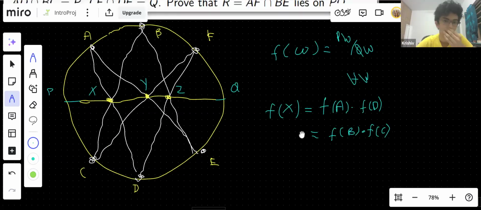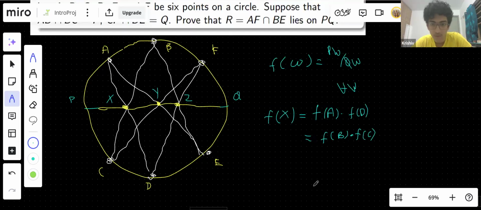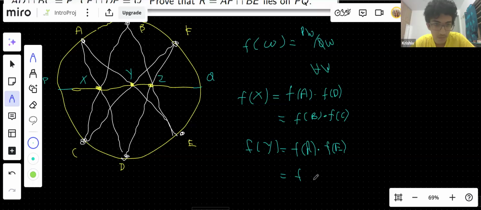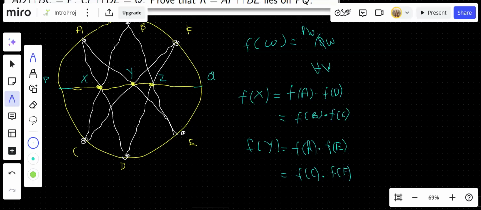Cool. And now let's look at f of y. Similarly, f of y is also just f of a times f of e, which is also equal to f of c times f of f. Is everything clear up till now? Is there anything that's not clear? Does this work? Clear.